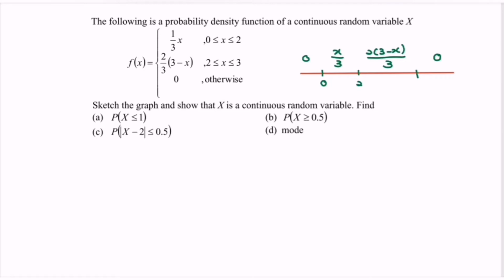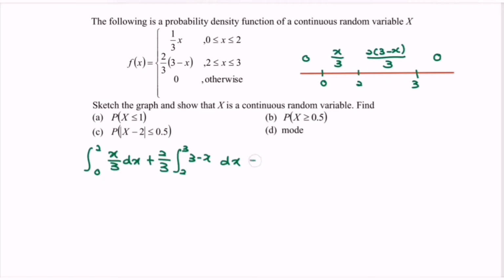So my first task is to show that it is a continuous random variable. So integrate, start from 0 to 2, where we have the function x over 3 with respect to x, plus where we have 2 over 3, factor out the 2 over 3, integrate where we have 3 minus x with respect to x for the limit 2 until 3.